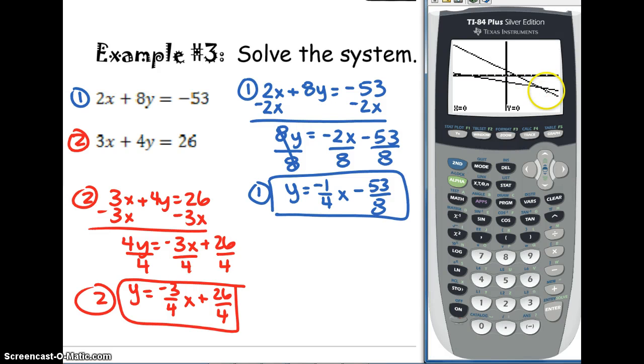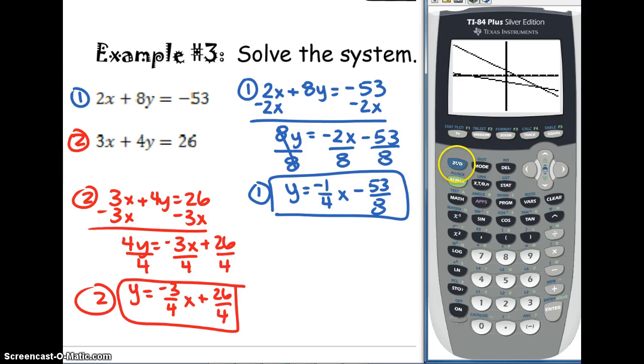And look, I see the intersection point. It's right there, so I want to know where that is. Now that I can see it, the calculator can calculate it for me, which is amazing. So I'm going to go to second, trace, and I'm going to press number 5, intersection, and then I'm going to press enter 3 times. Enter, enter, open sesame, enter.